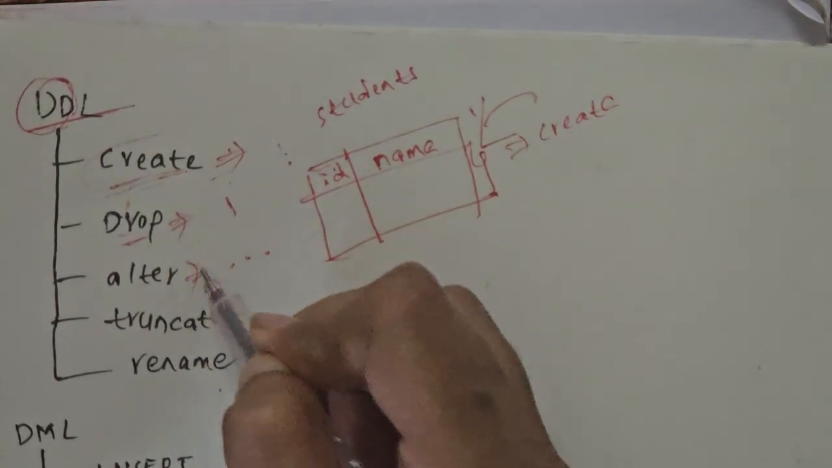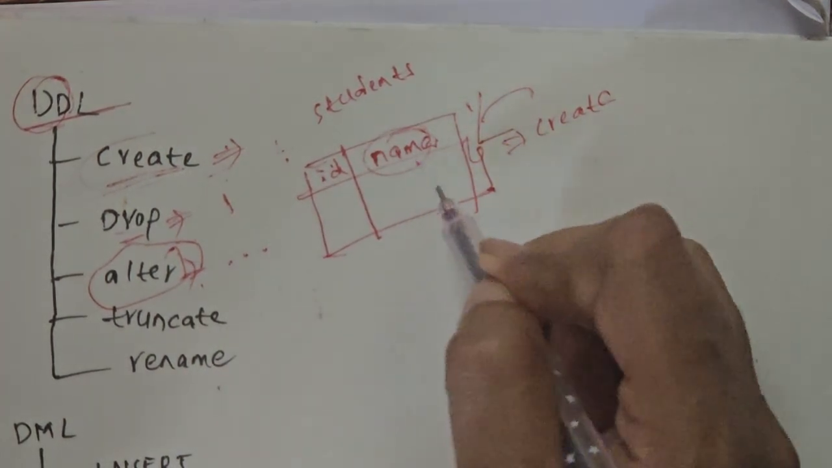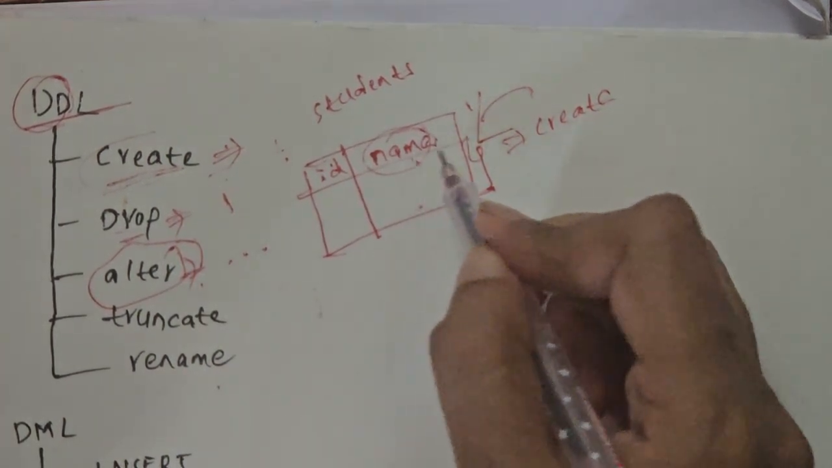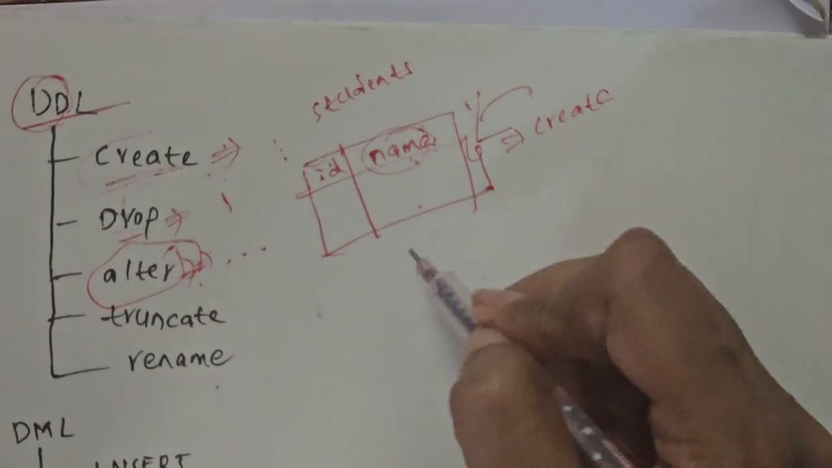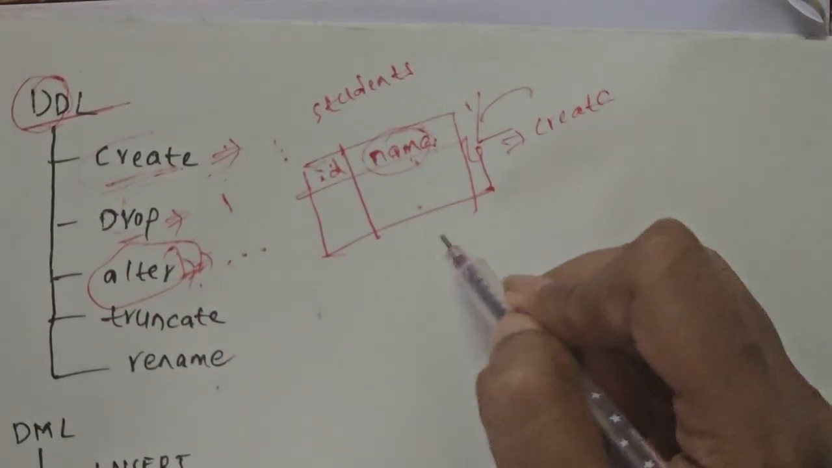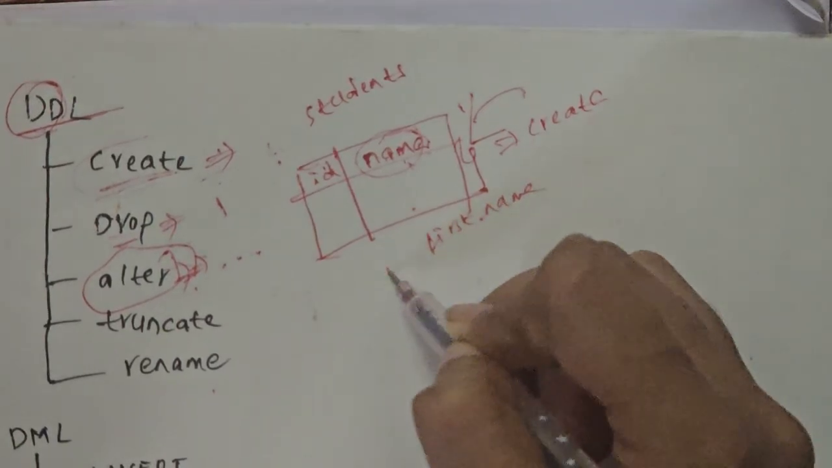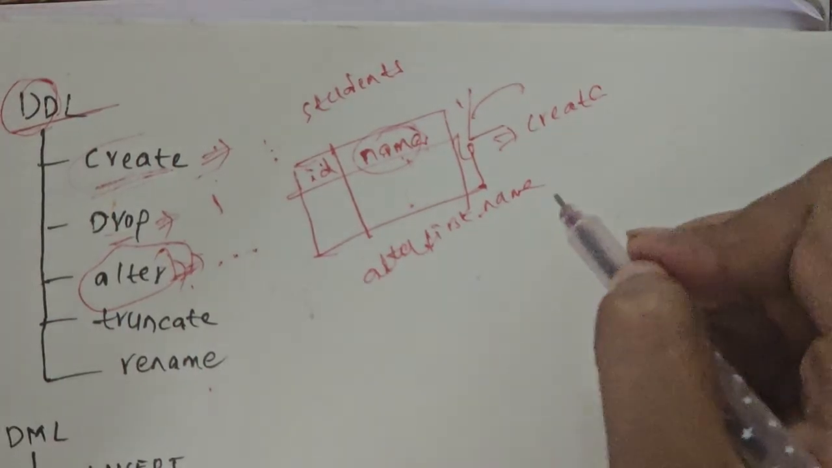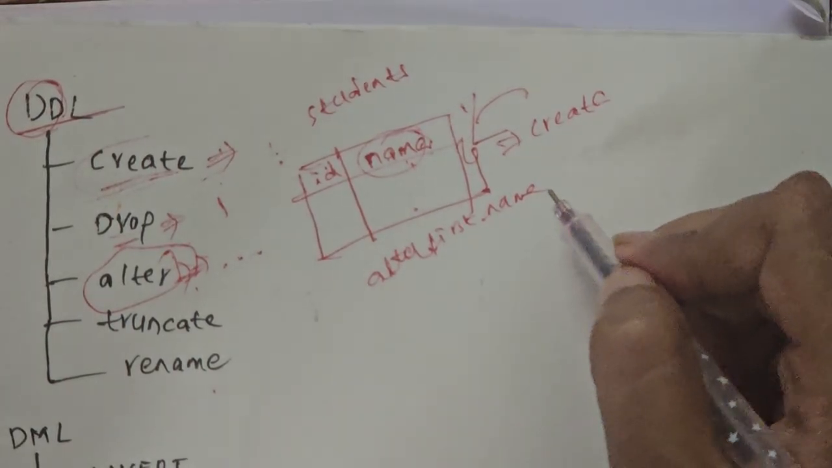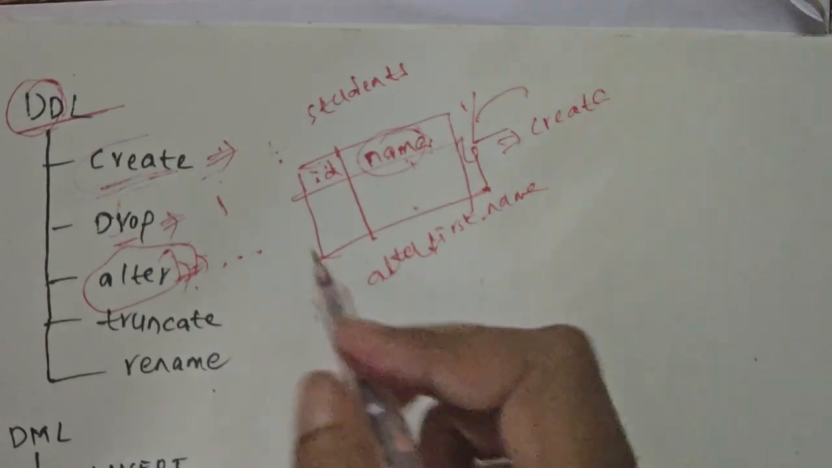If you want to alter any particular column name or even its data type, then you can go with the alter command. You can change name to first name using the alter command. I will explain the syntax and examples in further videos. I'm just explaining it in a basic way for understanding.